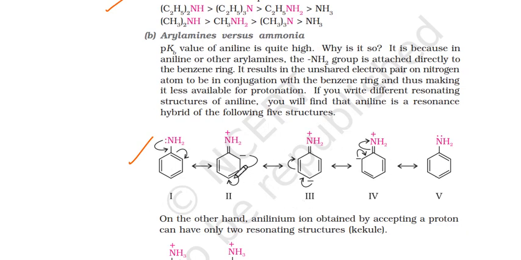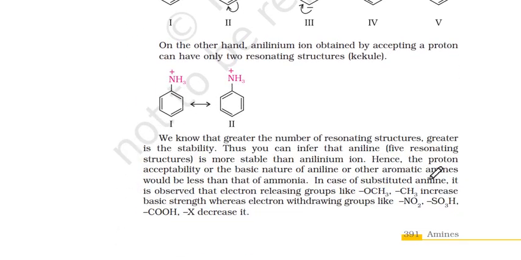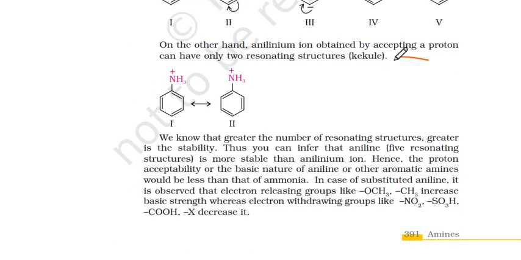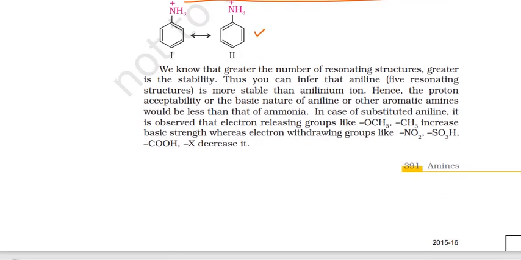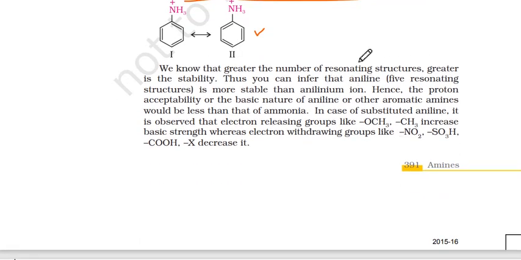So this electron pair is not available for any protons or any cation formation now, because it has already entered into the process of resonance. So you'll find aniline is in resonance. It's a resonance hybrid of the following 5 structures. On the other hand, the anilium ion, obtained by accepting a proton, can have only 2 resonating structures. You can see only 2 resonating structures, even if it has gotten converted into the cation. And we know the greater the number of resonating structures, the greater will be the stability. Thus you can infer that aniline is more stable than the anilium ion, hence the proton acceptability or the basic nature of aniline or other aromatic amines would be less than that of ammonia.